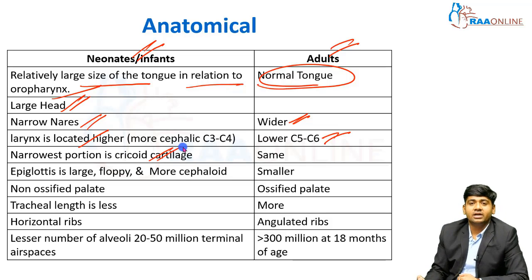The narrowest portion is the cricoid cartilage. There are many controversies about the narrowest portion in pediatrics, but most of the authenticated textbooks retain that the narrowest portion of the pediatric airway is again the cricoid cartilage. It is the same as in adults.